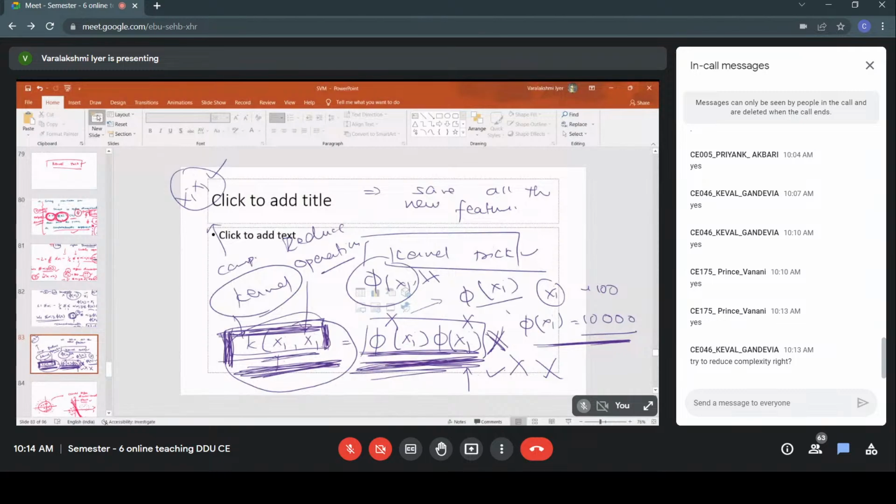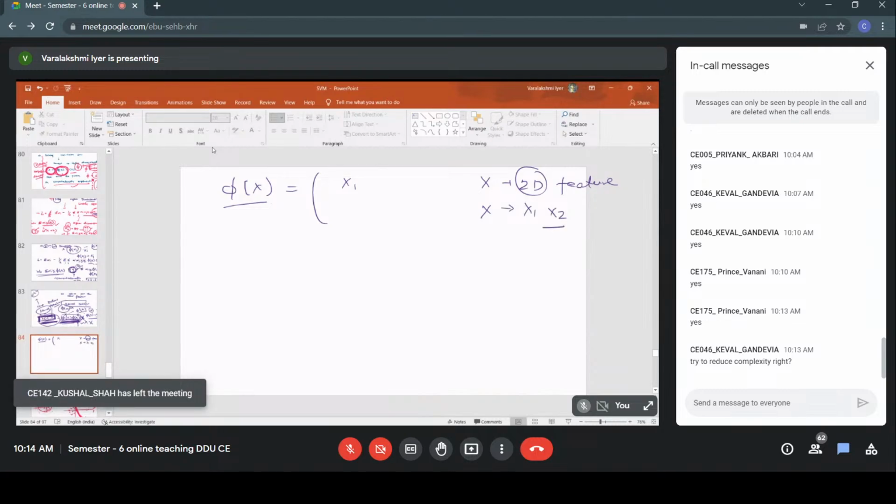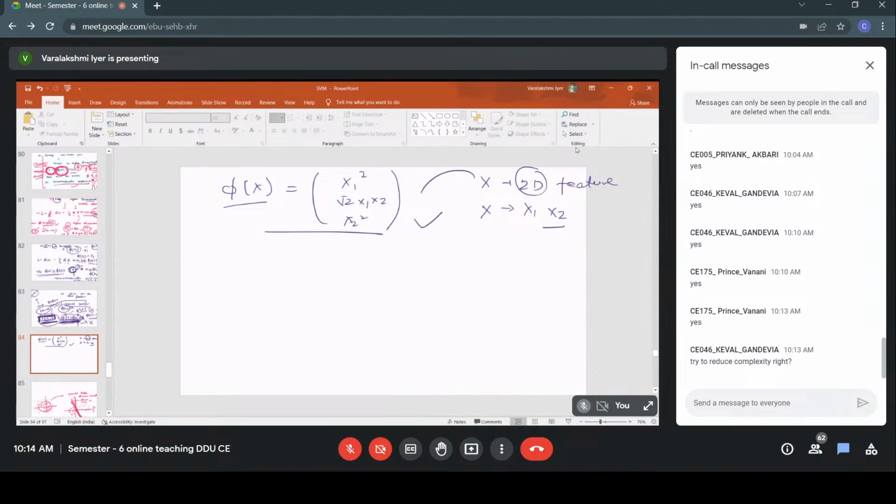Let us see through an example, that will be more clear. Let us say phi of x is equal to... suppose x is a two-dimensional feature set, meaning x1, x2. These will be the two features present in the data set. So let us say phi of x is x1 square, root 2 x1 x2, and x2 square. This is the higher dimensional form. So from two-dimensional, you are converting to three-dimensional form. This is the phi of x, to convert the data set into higher dimensional form.